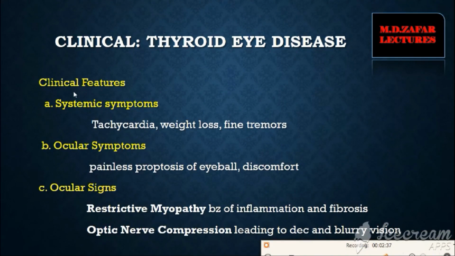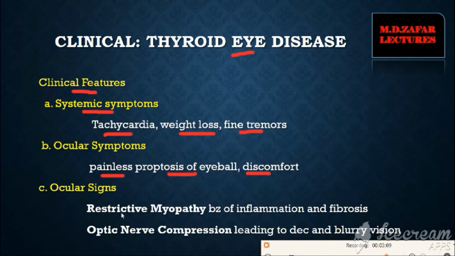Now, further talking about the clinical features. Number one, systemic features of hyperthyroidism, which we are well aware of: tachycardia, weight loss, fine tremors, and many more. But we are more focused on the symptoms and signs related to the eye, and they would be painless in case of chronic development and painful in case of active thyroid eye disease. There will be proptosis of the eyeball and mild to moderate discomfort.